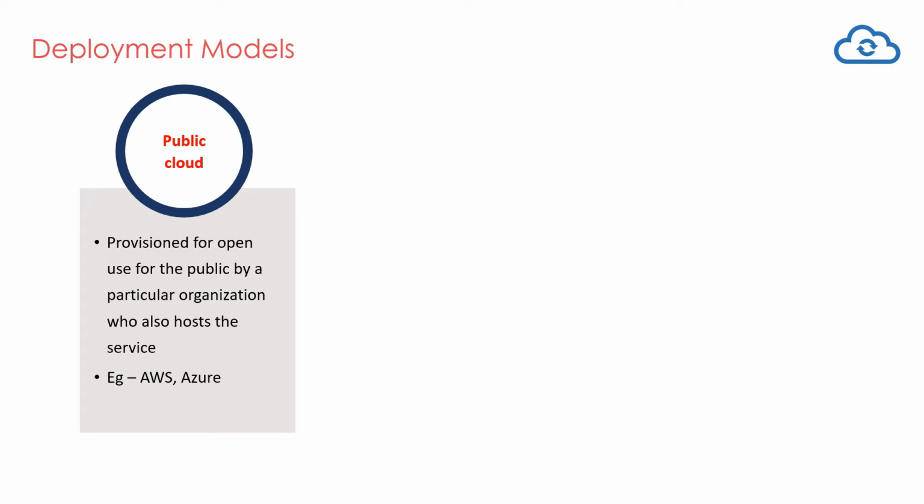So now we are going to talk about deployment models. There are three types. The first one is public cloud. Services are offered over the public internet and available to anyone who wants to purchase them. Cloud resources like servers and storage are owned and operated by a third-party cloud service provider and delivered over the internet.